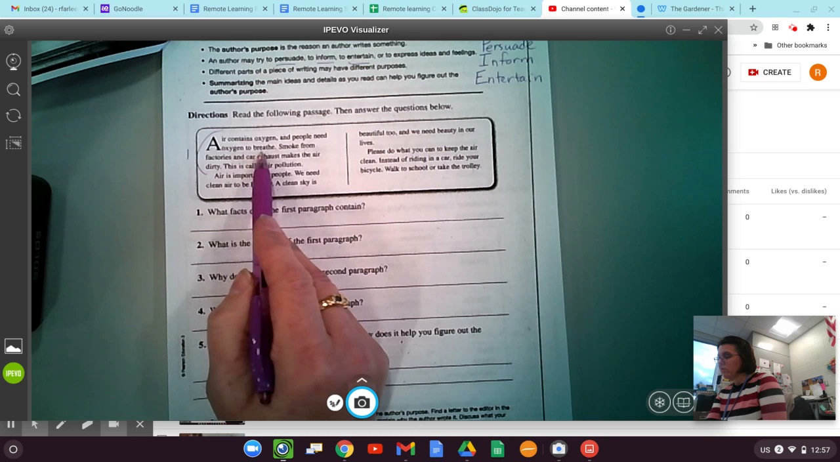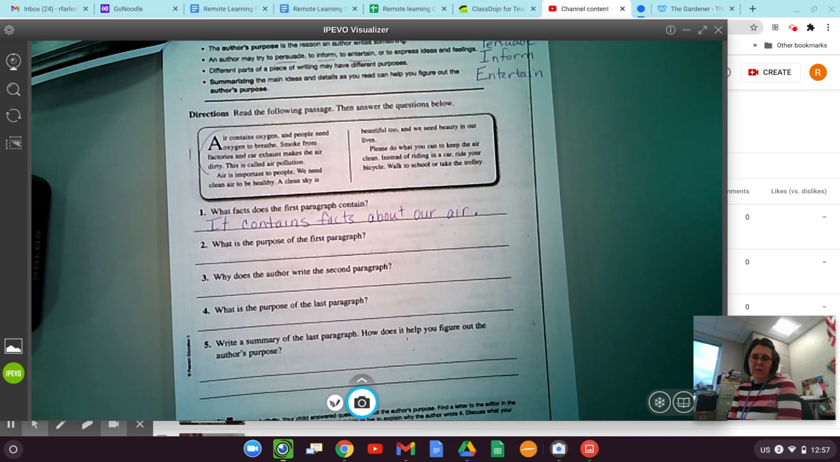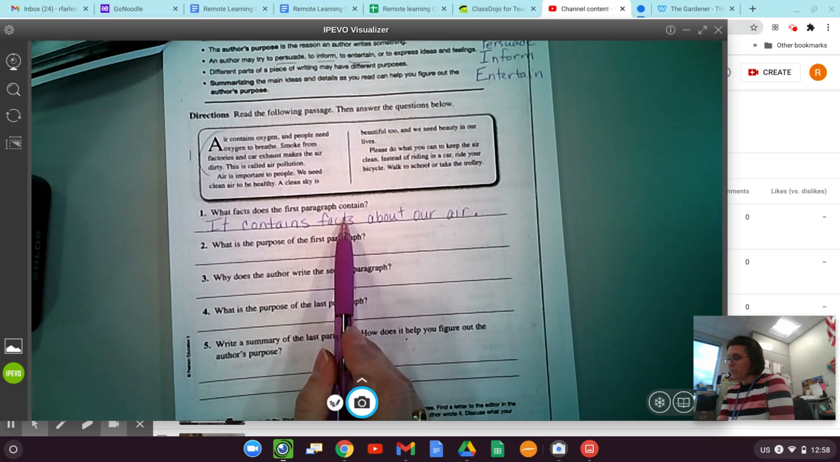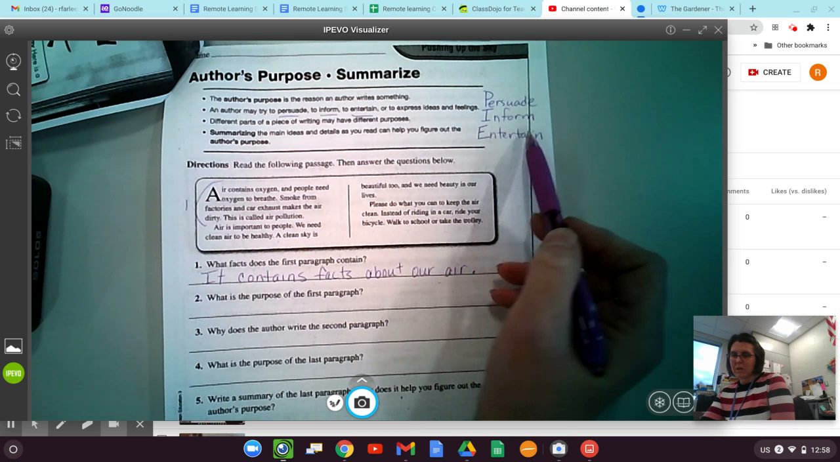Number 2, and if you want to pause the video as we go, that's a great idea if you're writing this out while we're going, okay? Number 2, what is the purpose of the first paragraph? We just reread that paragraph. It has facts about our air. What is the purpose? Is it to persuade? Is he trying to talk us into something? Is it informing us about the air, or is it entertaining? He wasn't really persuading us, and he wasn't being funny. He was informing us about the air, giving us facts about the air.